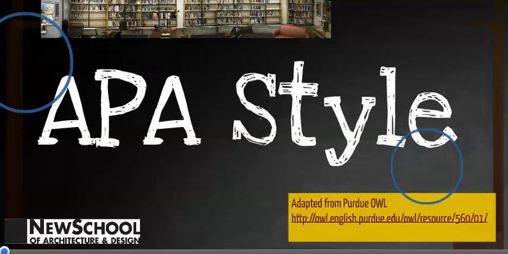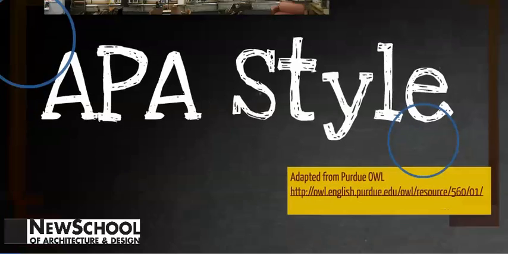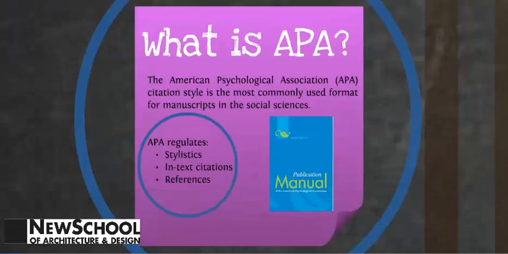Citing in APA, the basics, adapted from Purdue OWL. APA is a format used for scholarly writing. The rules and conventions of APA are defined by the American Psychological Association, hence the name APA. They are published as the APA Manual, now in its 6th edition.